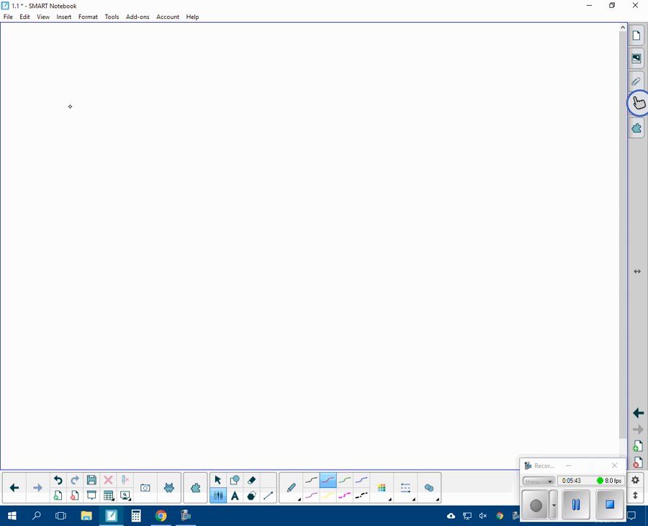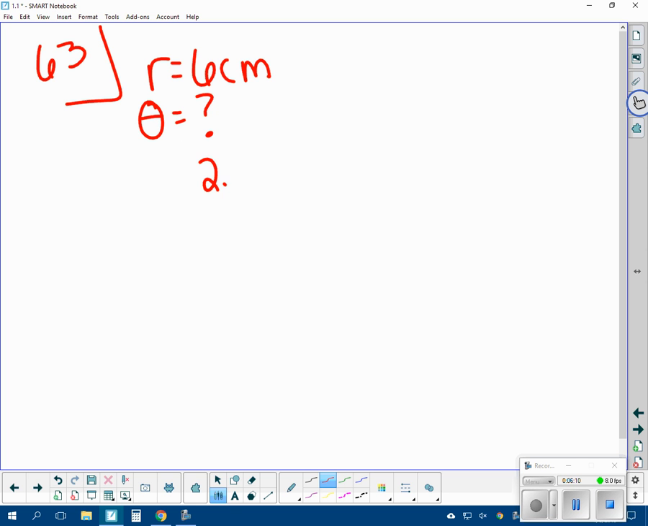63. The pointer on a voltmeter is 6 centimeters in length, so that ends up being your what? Radius. Find the number of degrees. So what are we solving for? Theta is what we're solving for. Through which the pointer rotates when it moves 2.5 centimeters on the scale. What is 2.5 centimeters? That's your arc length.